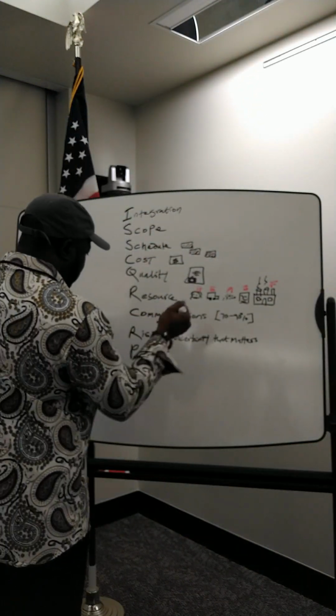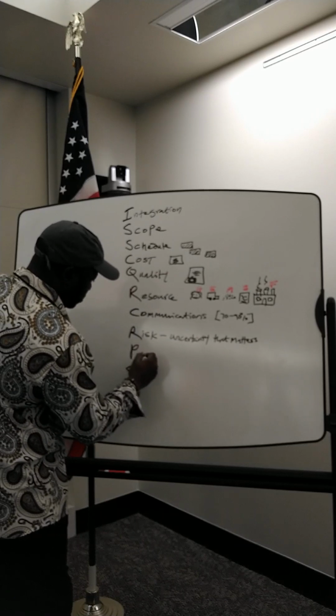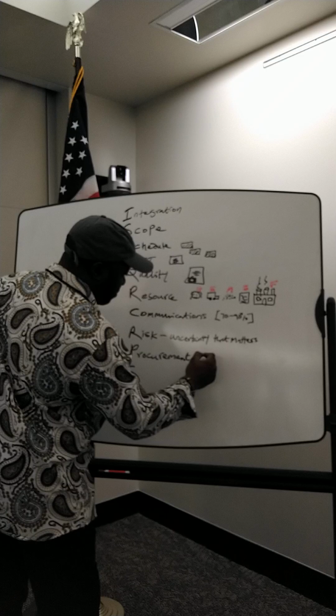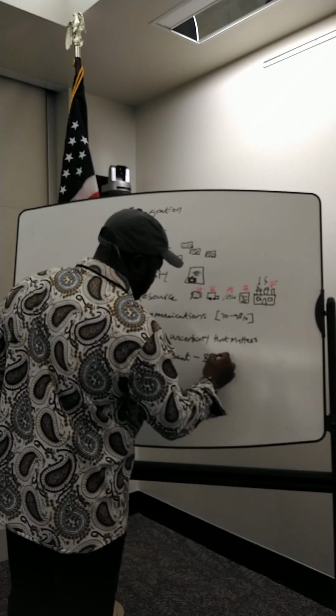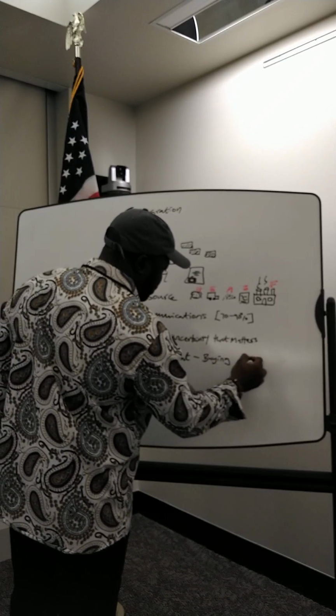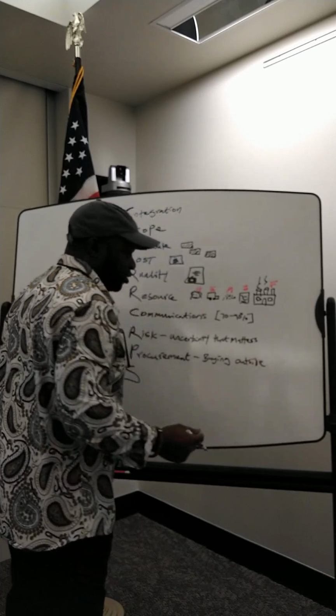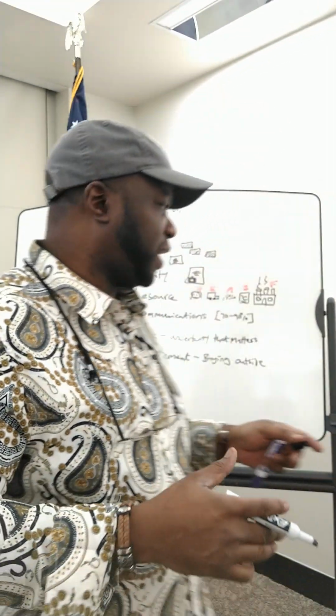The next area of knowledge is procurement. And procurement focuses on buying goods or services from outside of the firm. The three things we do: we plan. Do we need a procurement? If so, what exactly is it? And then we conduct the procurement. We take a look at the potential sellers, and then we choose a seller, and then we award a contract, and then we manage the contract.